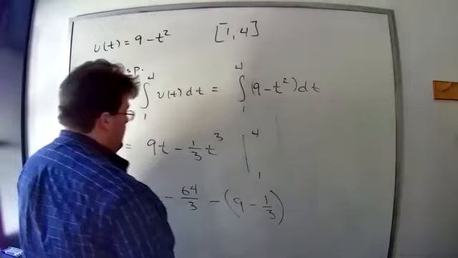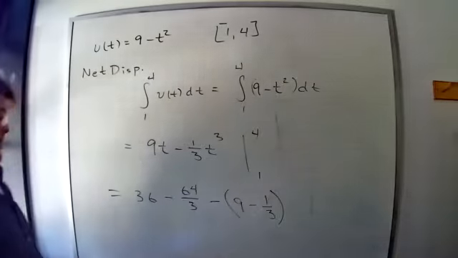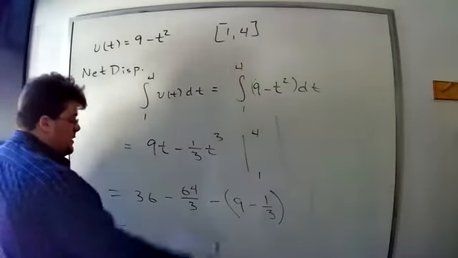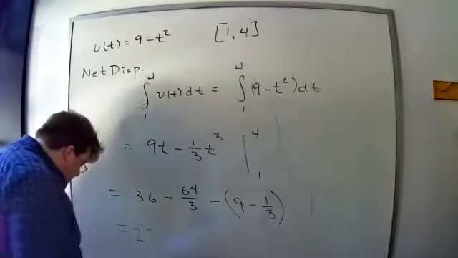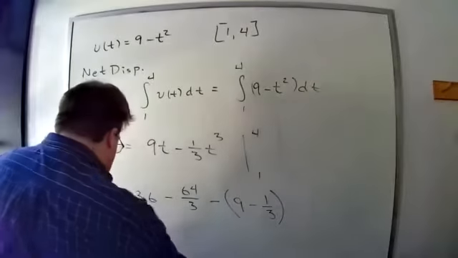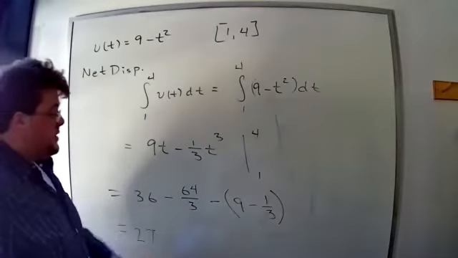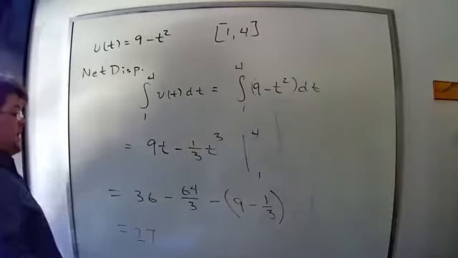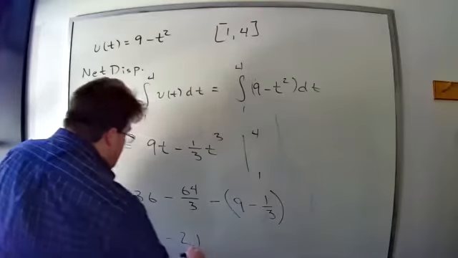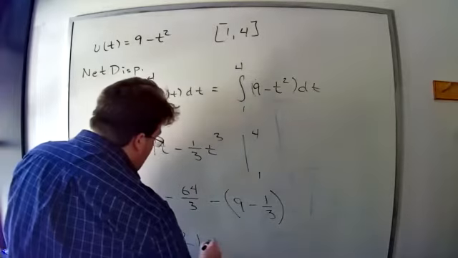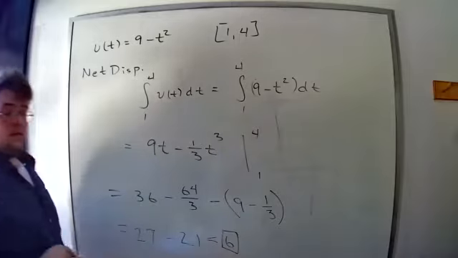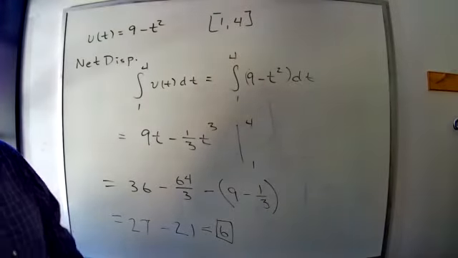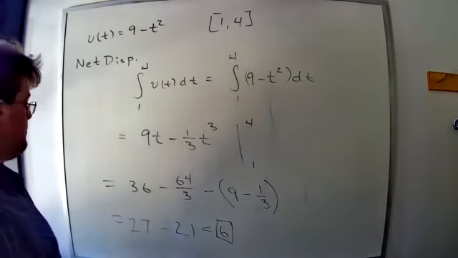And we want to subtract all of this. The negative has to apply to everything because it's minus the function evaluated at 1. Now what do we get here? 36 minus 9 is 27. Negative 64 thirds plus 1 third is negative 63 thirds, which simplifies to negative 21. And we get 6. Did I put units on this? Yeah, I didn't put units. 6, whatever our distance units would be, miles, feet.